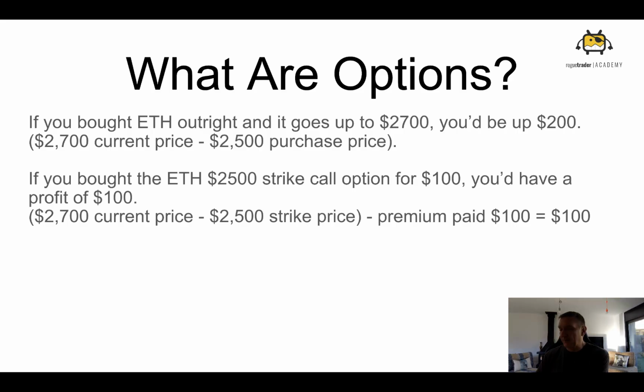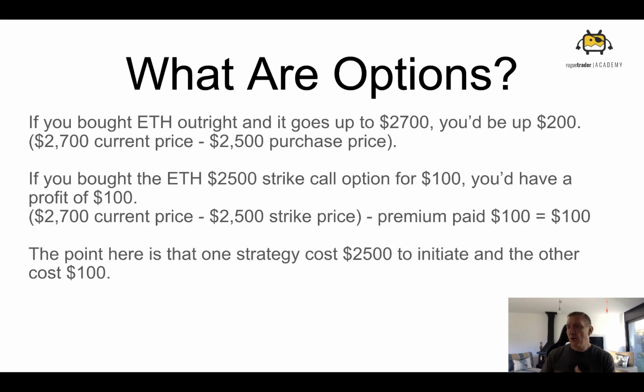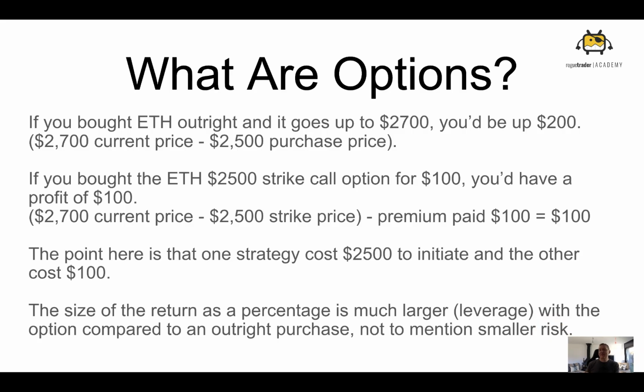because we have to remember we've got the $2,700 current price you could sell it in the open market at, minus the strike price, minus the premium of $100 we had to pay for it. But what's really interesting here is one strategy costs you $2,500 to do it. It's the full Monty. You're buying a full Ether. The other one costs you $100 to do it. So when we look at that size of the return, as a percentage, it's much larger. And that's where that leverage comes in. You've got that built-in leverage that options have. Not to mention the smaller risk, because if you buy that Ether for $2,500, your risk is $2,500 because it could theoretically go to zero. The most you could ever lose on the call option is the $100 you paid.